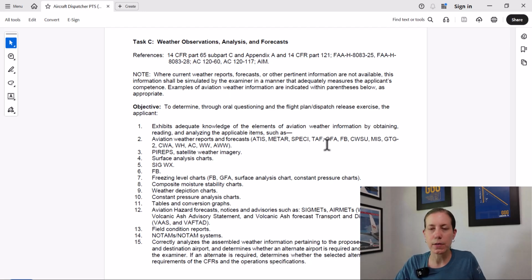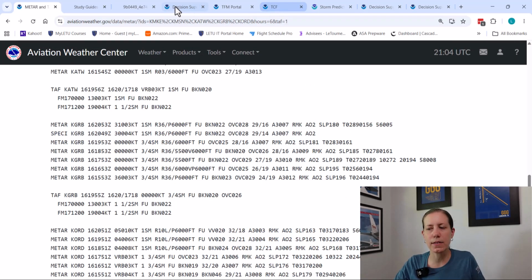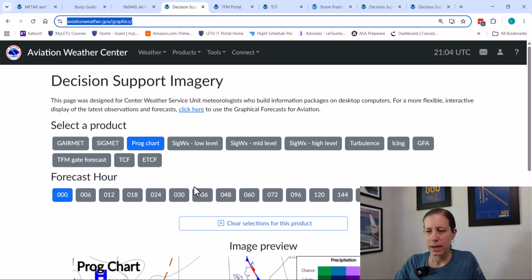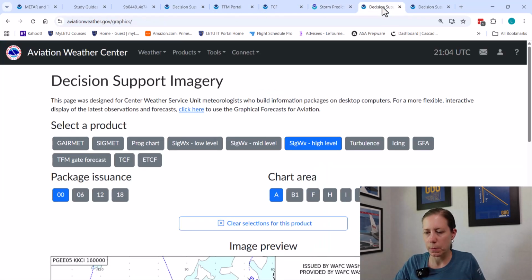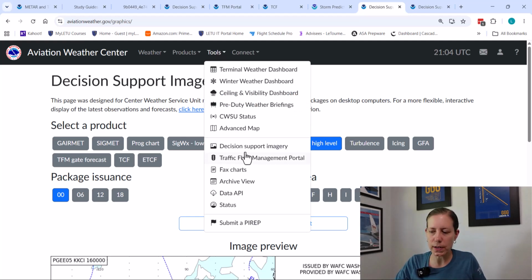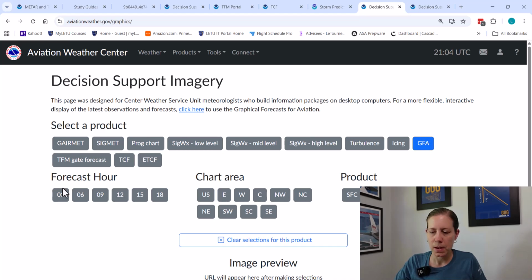So we talked about TAFs. Let's move on to some of the various graphical information. So the GFA, what is that? Okay, well, that is the graphical forecast product. So I can go to, let me go to the right thing. So on decision support imagery under tools, and I can go to decision support imagery. I can click GFA, and let's just choose 3, and we'll choose the central part of the United States because there's things happening in the surface.